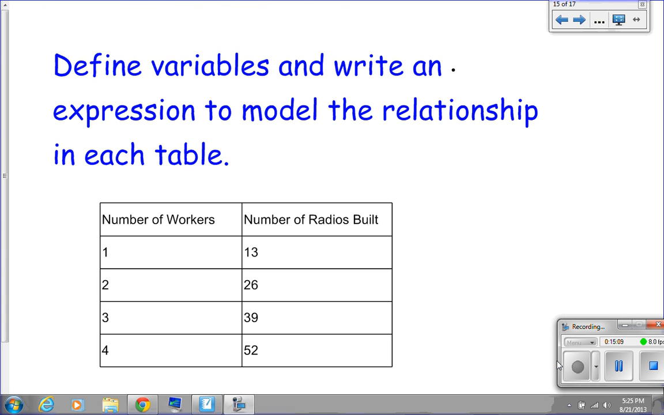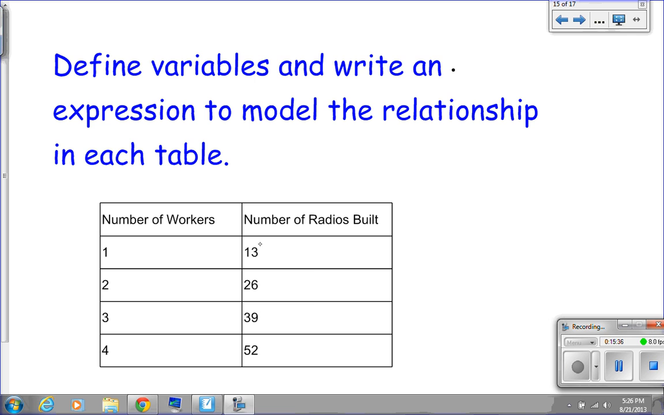So for these last two problems, we have a table. So what we need to do is define a variable and write an expression to model the relationship. So here I have the number of workers and how that relates to the number of radios built. So for one worker, 13 radios are built. For two workers, 26 radios are built. For three workers, 39 radios are built. And for four workers, 52 radios are built.